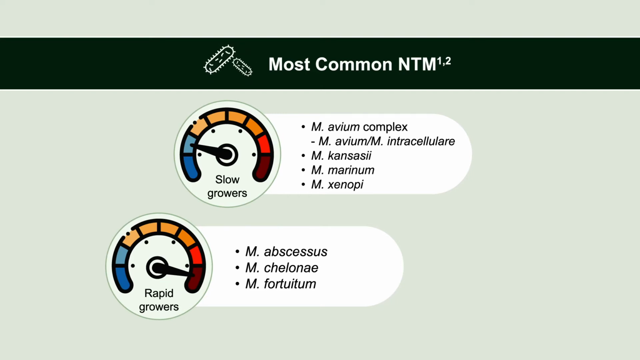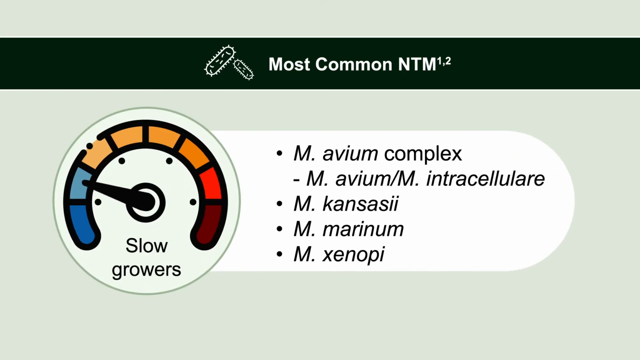Not all of these species cause disease. In fact, there's nearly 200 NTM species now that have been identified. And I'd say only a handful, probably 8 to 10 of them, are common to cause disease. In the world of Mycobacterium, we roughly split these up into slow growers and rapid growers. The most common slow growers causing disease around the world is really Mycobacterium avium complex and the organisms associated with that complex. The most common being Mycobacterium avium and then Mycobacterium intracellulare.